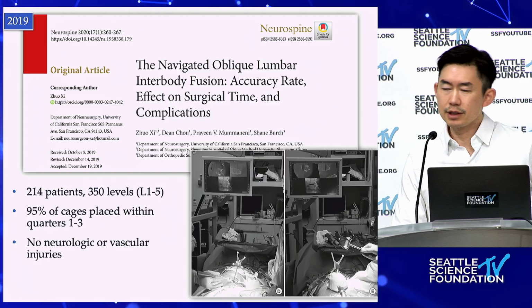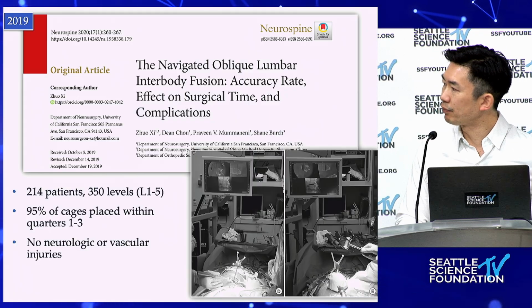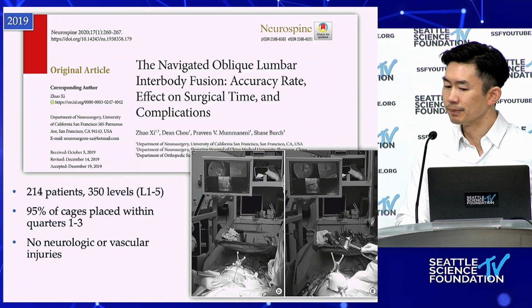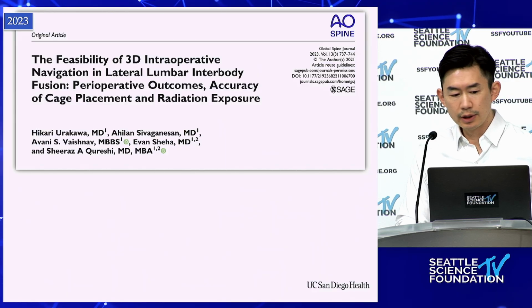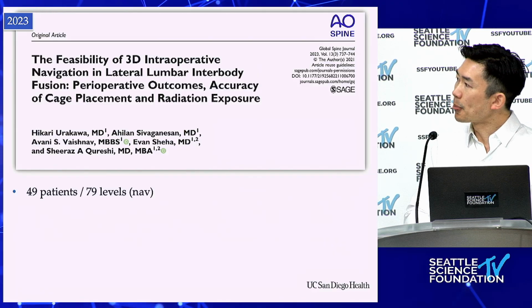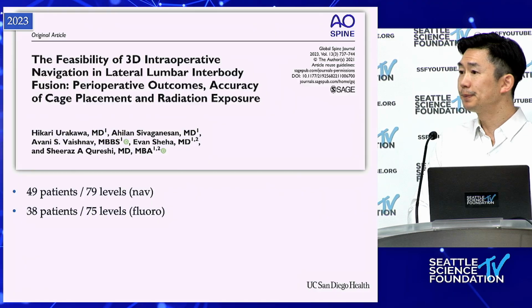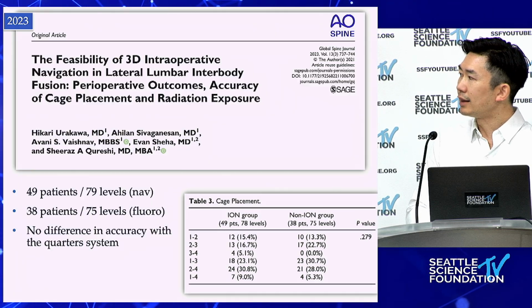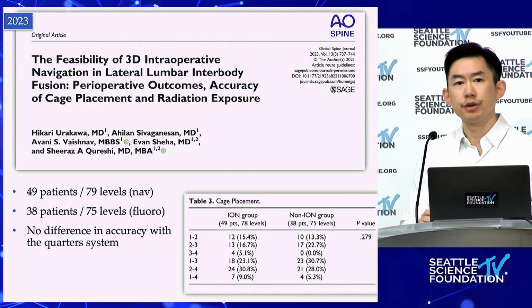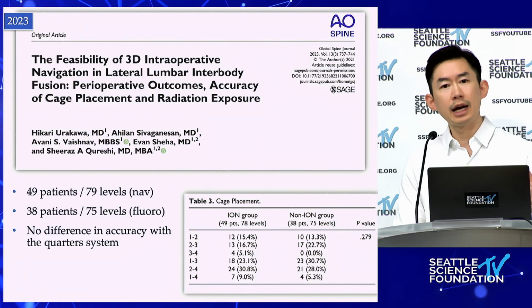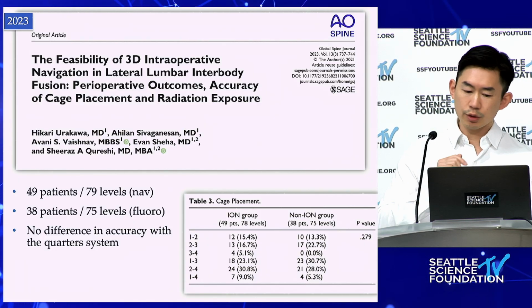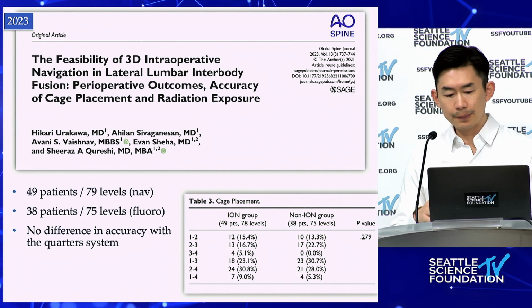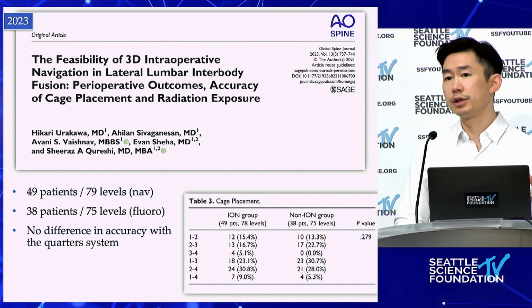Everyone's gonna have some dysesthesias on the left, but nothing that was specific for the navigation. And then the last that I'll show was Qureshi's group, 2023. They compared NAV with fluoro, so 49 patients NAV, 38 patients fluoroscopy, and they found no difference in their quarters, right? So whether you used fluoroscopy or NAV, whether they ended up in quarters 1 to 2 or 3 to 4, statistically, there was no difference.